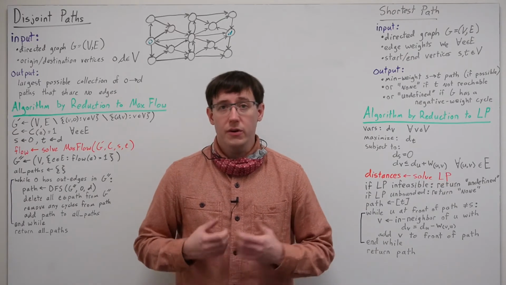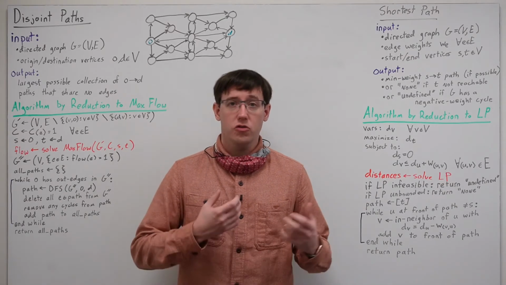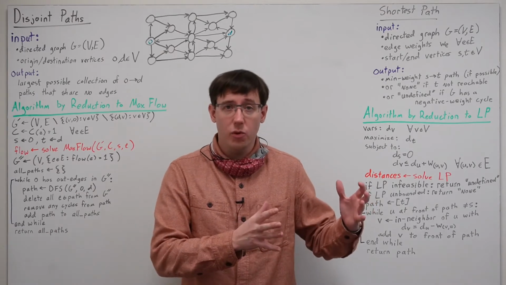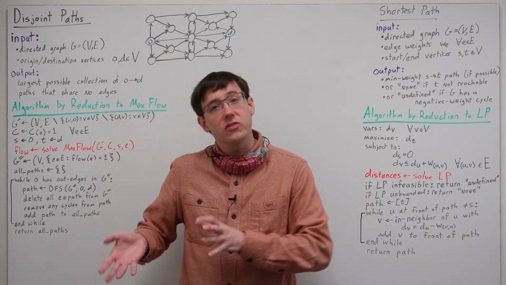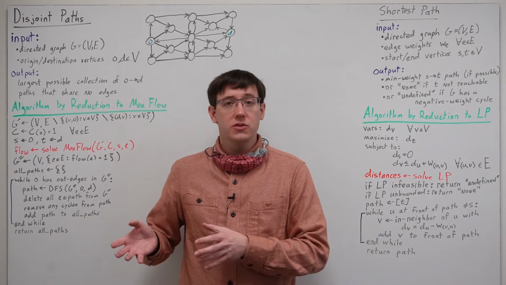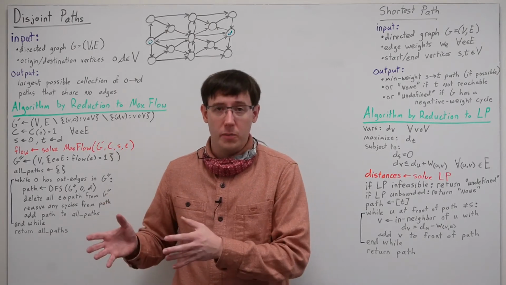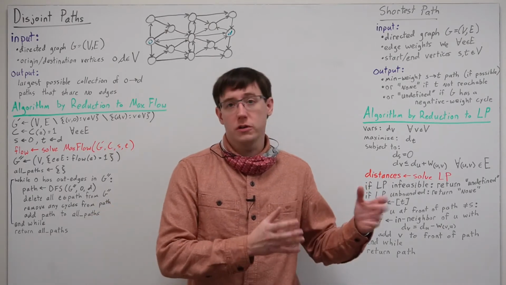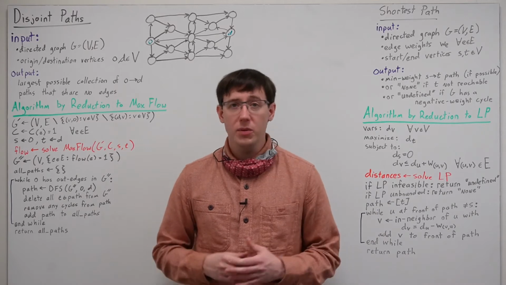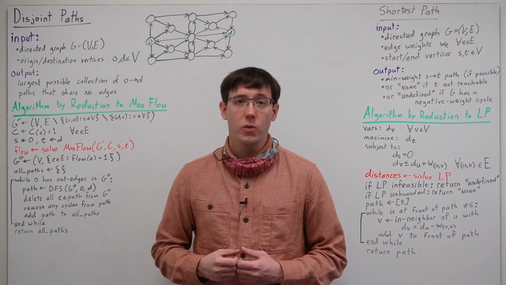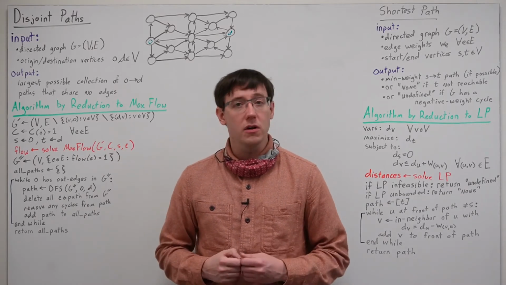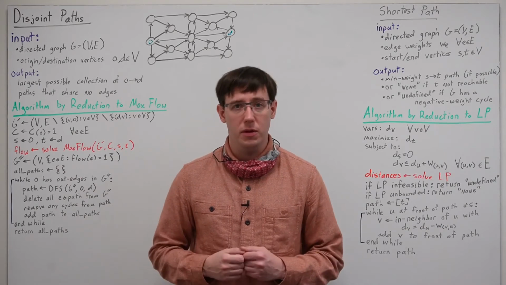In general, when we talk about reductions, we mean translating an instance of one problem into an instance of another problem, so that solving the new problem gives us a solution to the original. Our example of a reduction to max flow will be building an algorithm to solve the disjoint paths problem.